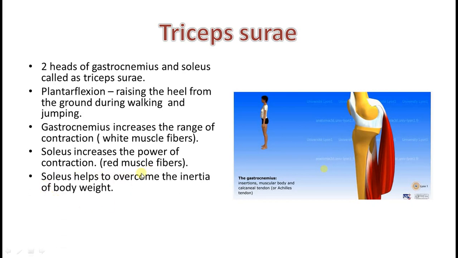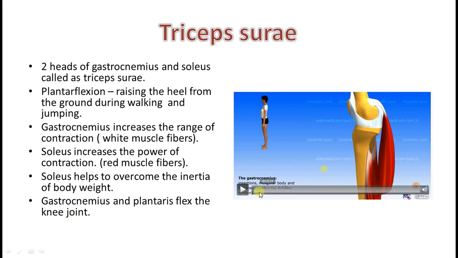So as I told you, it helps to overcome the inertia of the body weight. When you want to propel, start your walking, naturally you have to overcome the inertia. Because of this, the Triceps Surae and the action of this muscle is very, very necessary for walking as well as jumping. So apart from the plantar flexion of the ankle joint, they also aid in flexion of the knee joint.